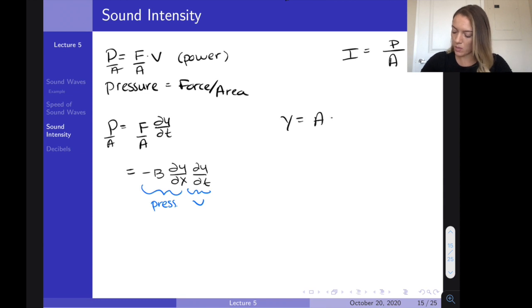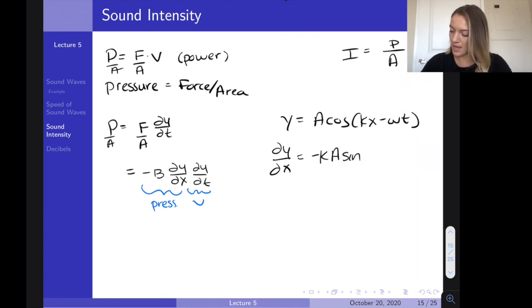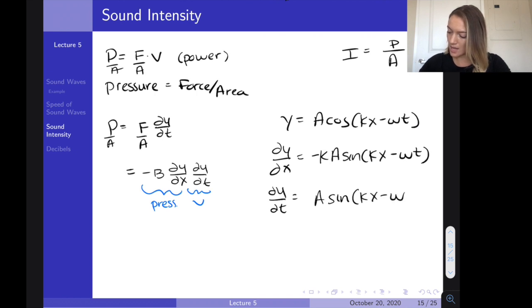So we know that y is equal to A cosine(kx minus omega t). Let's do dy/dx first. We did that already. That's going to be equal to negative kA sine(kx minus omega t). And then dy/dt is going to be A times sine(kx minus omega t), with a negative sign because the derivative of cosine is negative sine. Then we take the derivative with respect to time, so we get another negative omega. So this gives us omega A sine(kx minus omega t), because our negatives cancel.